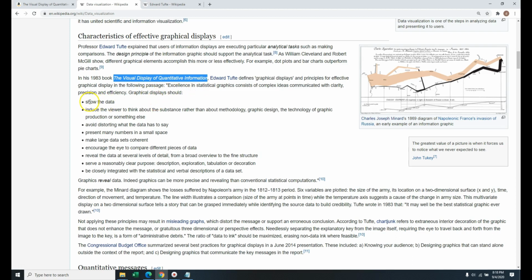Graphical displays should show the data, induce the viewer to think about the substance rather than about methodology, graphic design, the technology of graphic production, or something else, avoid distorting what the data has to say, present many numbers in a small space, make large data sets coherent, encourage the eye to compare different pieces of data, reveal the data at several levels of detail from a broad overview to the fine structure, serve a reasonably clear purpose, description, exploration, tabulation, or decoration, be closely integrated with the statistical and verbal description of a data set.